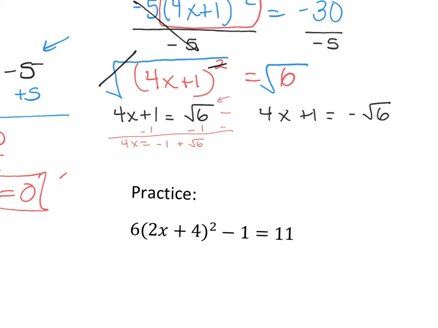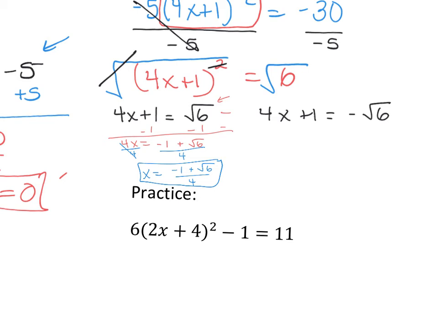And then my next step would be to divide by 4. So my 4's will cancel out here, and I'm left with x equals negative 1 plus the square root of 6, all over 4. And I want you to keep the answer this way. I want you to keep the answer that way.